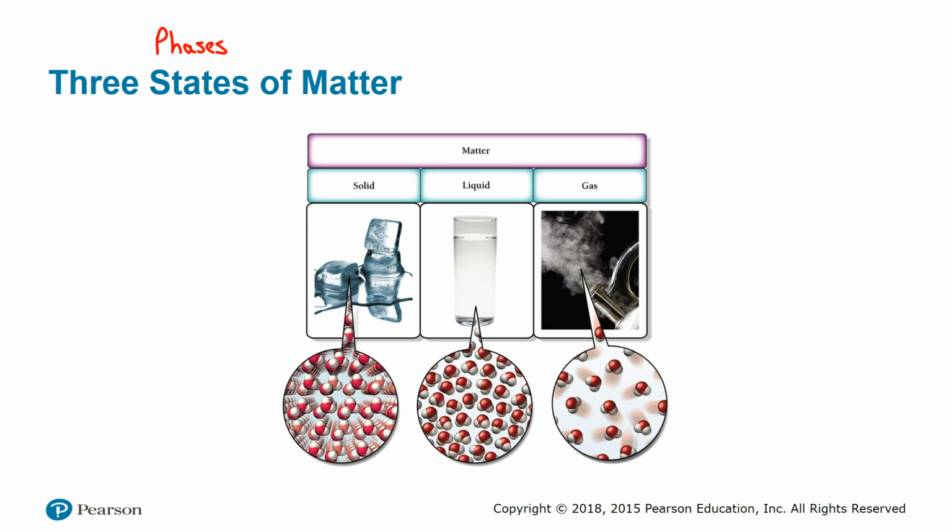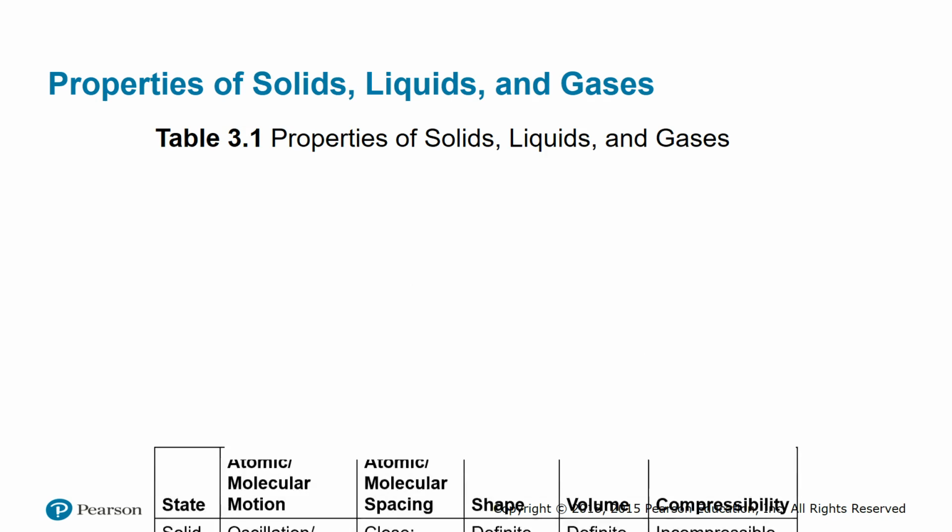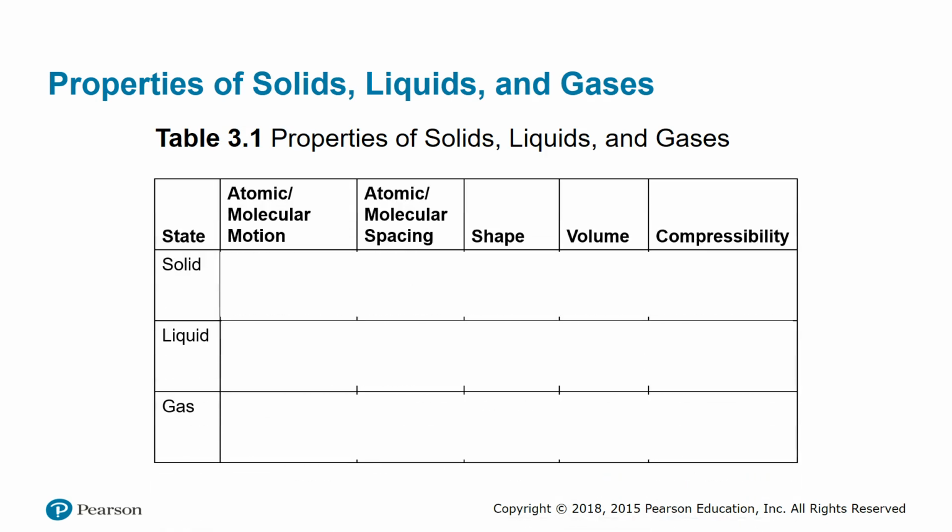I'd like for you to create a table on your page with 6 columns and 4 rows. And I'll pull it up so that you can see. You're going to have one column that says state, second column that says molecular motion, molecular spacing, shape, volume, and compressibility. And then for the rows, solid, liquid, gas. And we'll talk about these individually.